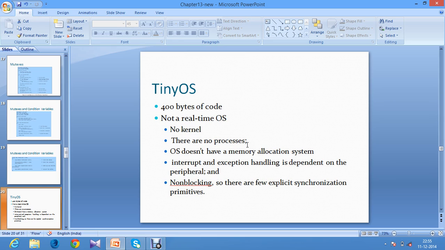Next one is TinyOS. TinyOS takes the process of streamlining much further, resulting in a very minimal OS for embedded systems. The core OS requires 400 bytes of code and data memory combined. TinyOS represents a significant departure from other embedded operating systems. TinyOS is not a real-time operating system.